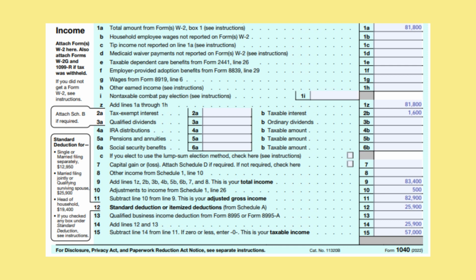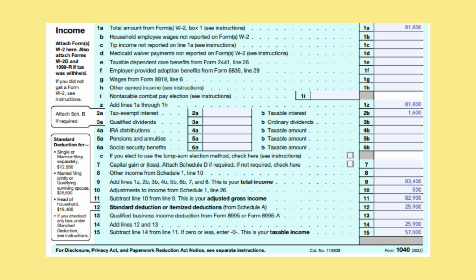On line 2A, put any tax-exempt interest that you have. On line 2B, any taxable interest. In our example, you received a Form 1099-INT from your bank with interest reported of $1,600. Put that on line 2B.